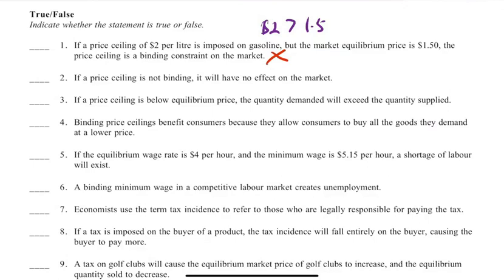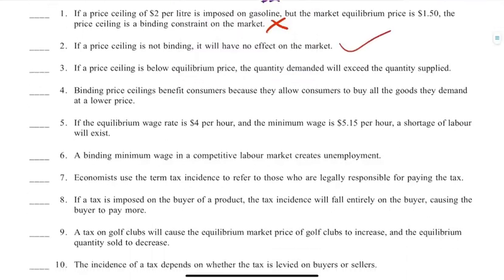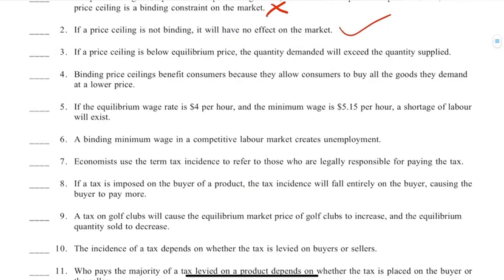Okay, second, if a price ceiling is not binding, it will have no effect on the market. We basically talk about this. That is, if the price ceiling is not binding, the market equilibrium price and market equilibrium quantity would stay the same. So this is equivalent to saying it will have no effect on the market, right? So this is correct.